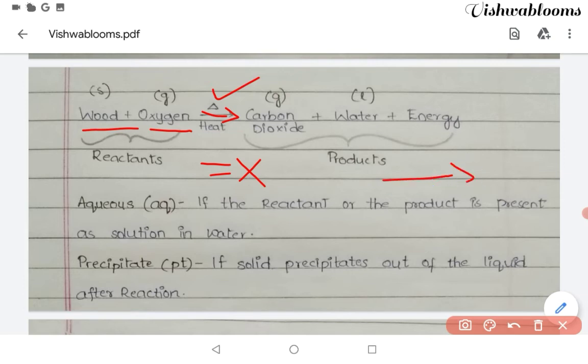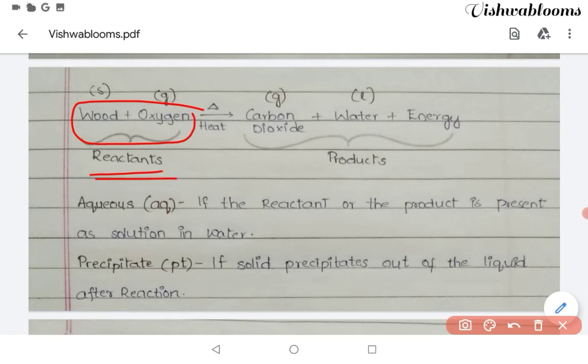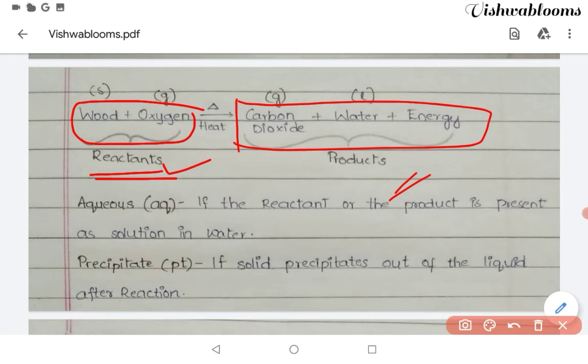This arrow mark indicates "gives rise to." Whatever is on the left side of the arrow mark, the side the arrow is not pointing to, those are all called reactants. Wood plus oxygen are the reactants. The side the arrow is pointing to, those are called products. These are formed only after the reaction, so that's why they are products.